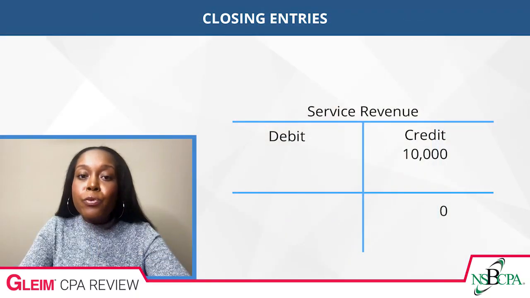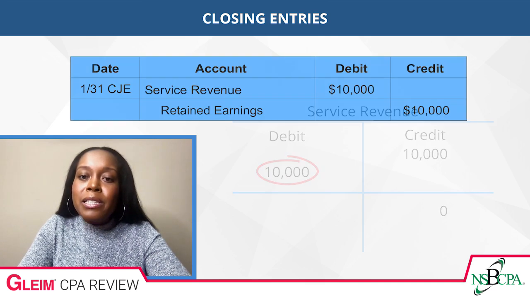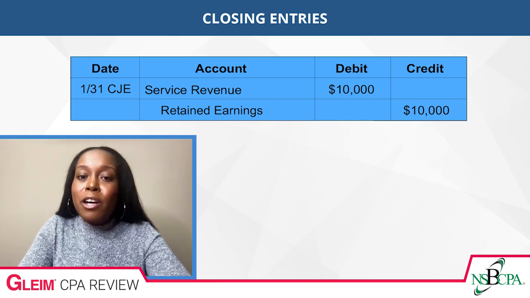Here, I have service revenue. And let's say its balance at the end of the period is $10,000. That would be a $10,000 credit balance. To close the account, we need the ending balance to be zero. How do you make the ending balance zero? You debit the service revenue account for $10,000. Here is the closing journal entry, where we debit service revenue to close the account. We close the account to retained earnings.